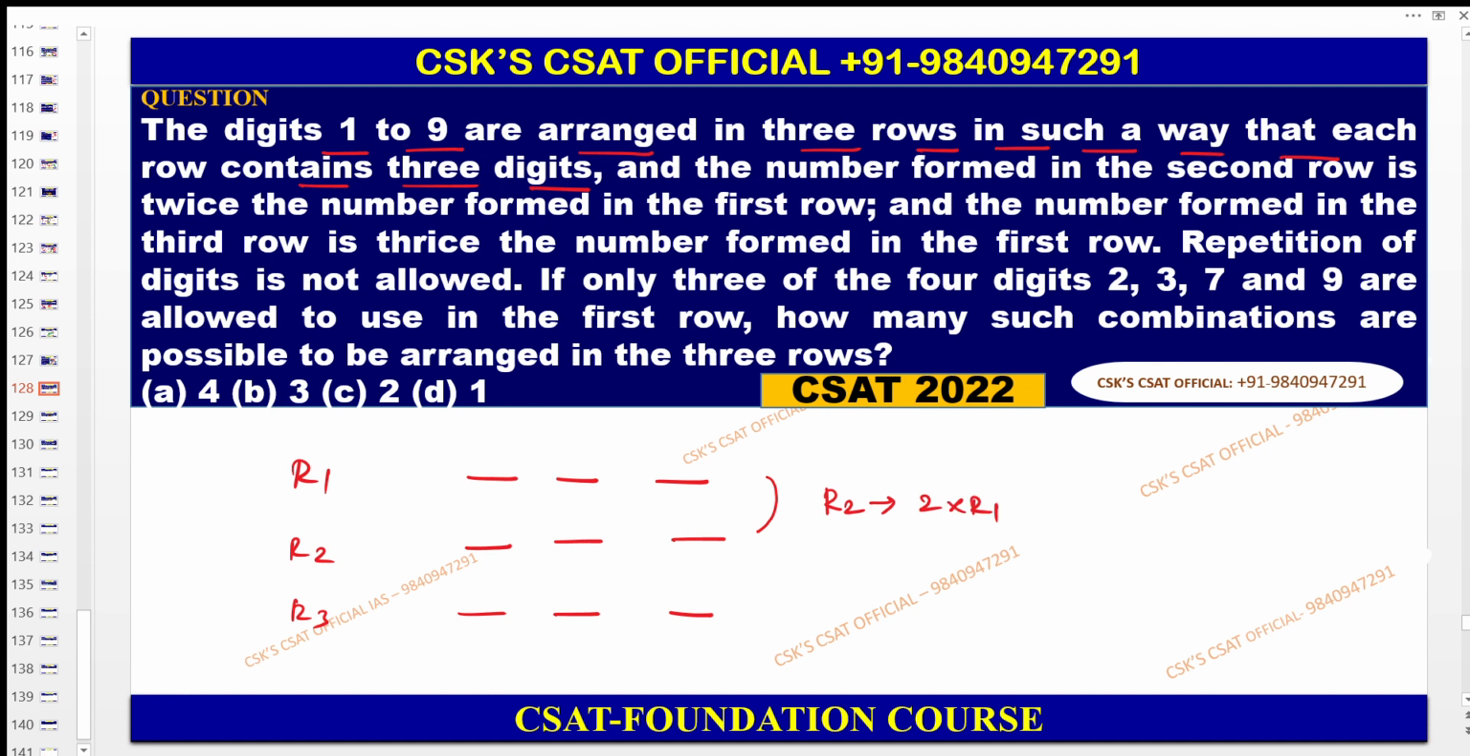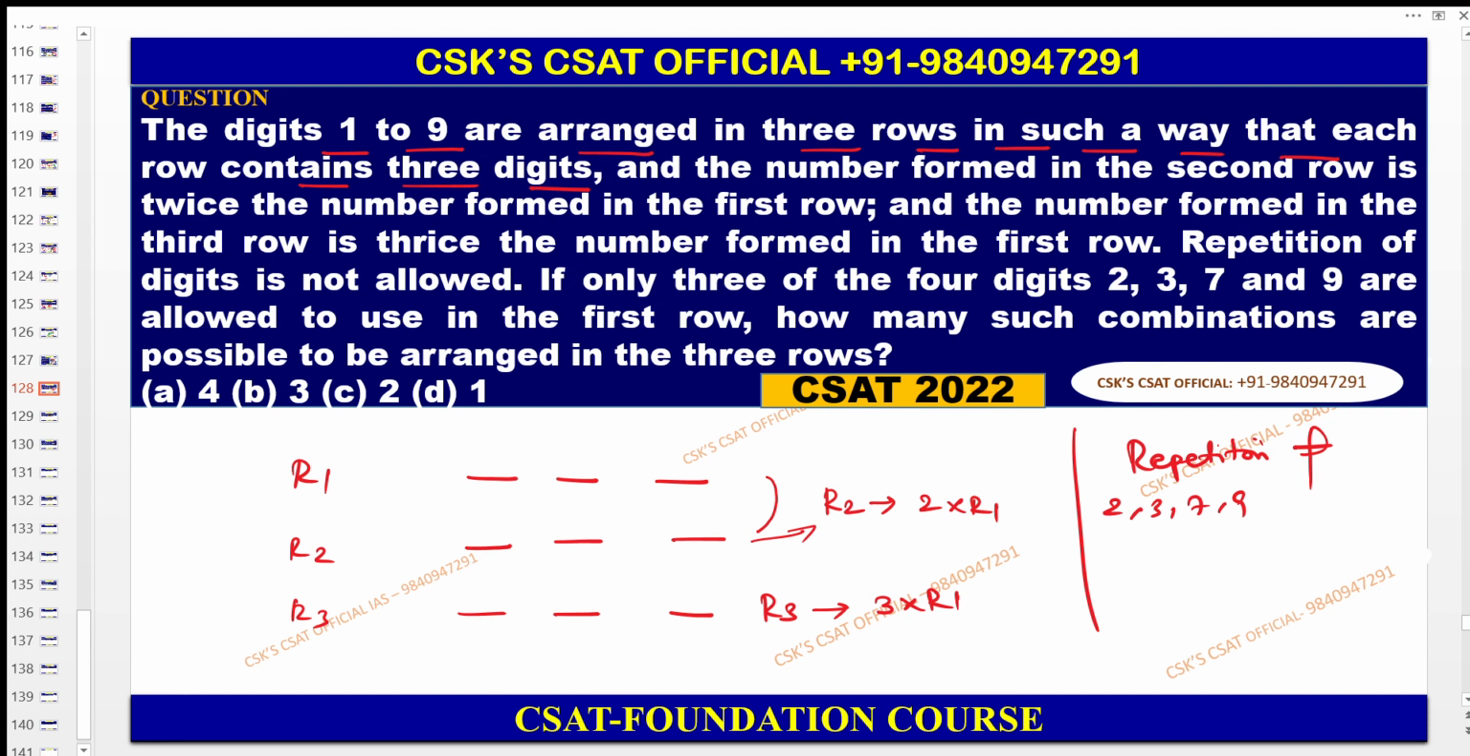That's it. It's like a matrix. So 2 into R1 is the R2. Now, the number formed in the third row, that is R3, is nothing but 3 into R1. And one more thing here is the constraint, which you have to write quickly: repetition is not allowed. If only 3 of the 4 digits 2, 3, 7, 9 are allowed to use in the first row.